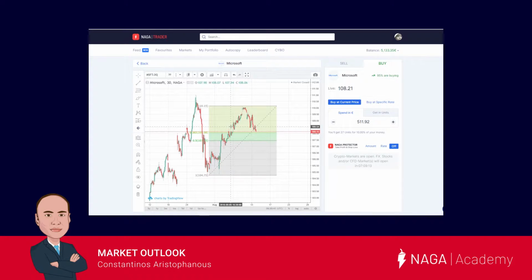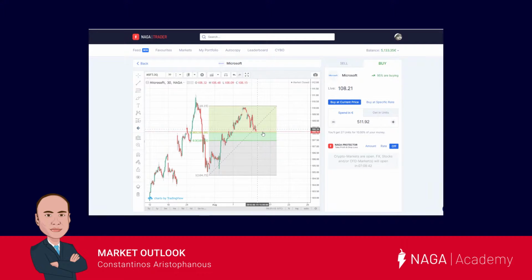Our second instrument is the Microsoft stock. As we can observe on the Microsoft stock, it has failed to make a new high. It formed a top at the 110.10 price area and is currently correcting to the downside. It is approaching the 38.2 to 50% Fibonacci retracement. We believe this area will act as a support and we might observe a bounce to the upside.